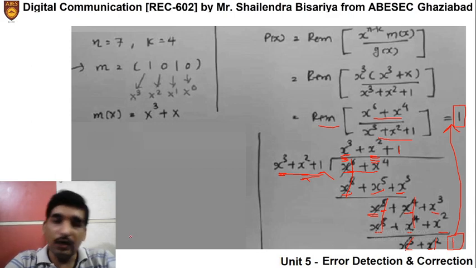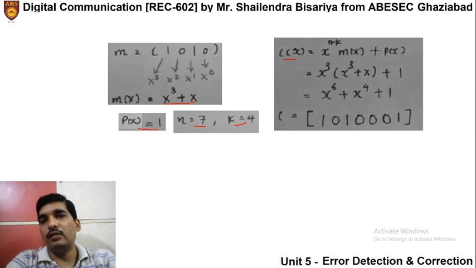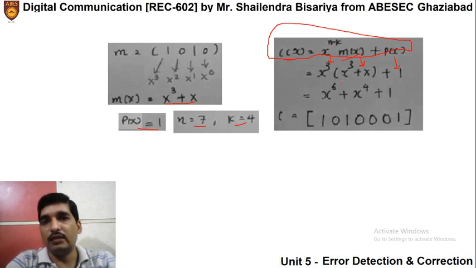So write down the expression now. The remainder is 1, m(x) is x cube plus x, n is 7, k is 4. As per our previous study, we can say that C(x) is equal to x to the power n minus k times m(x) plus p(x). p(x) is 1, x to the power n minus k is x cube since 7 minus 4 is 3, and m(x) is x cube plus x. So it is x6 plus x4 plus 1. Now this is the C(x).